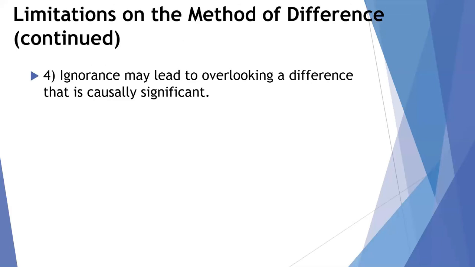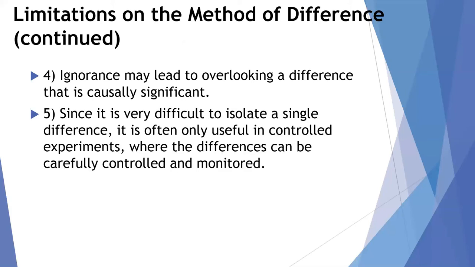A fourth limitation on the method of difference is that ignorance might lead us to overlook a difference that might be causally significant. So maybe one is closer to a heating vent and it's getting overheated, when talking about the mice there, and that's causing it to be agitated. We just might not consider something.